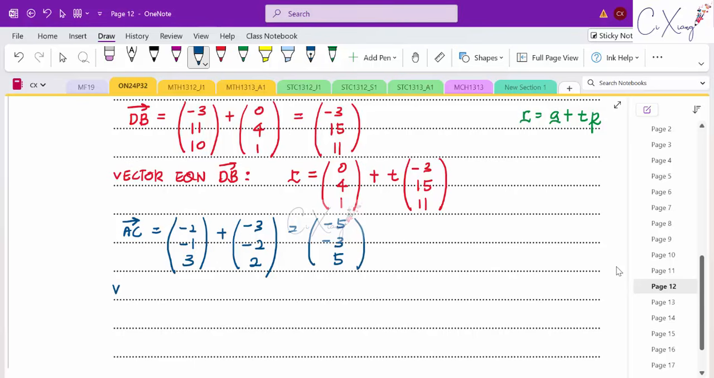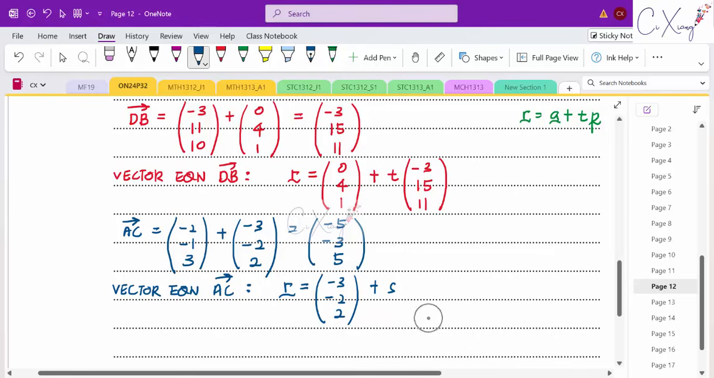Then I want to form the vector equation of AC. So what's the vector equation? r equals the passing point. For the passing point here, you can use point A or point C, up to you. For me, I'm using point C. So -3, -2 and 2, plus tp. I don't want to use t anymore because I have used t just now, so I will use s, another letter. And then the direction of the line should be AC, which is -5, -3 and 5.